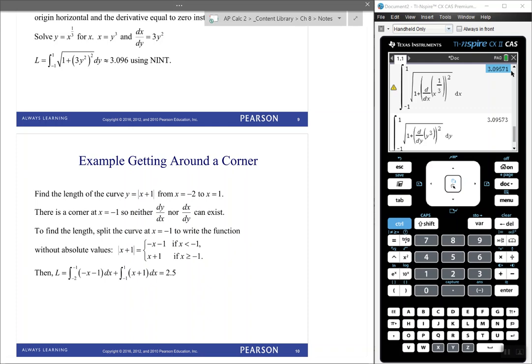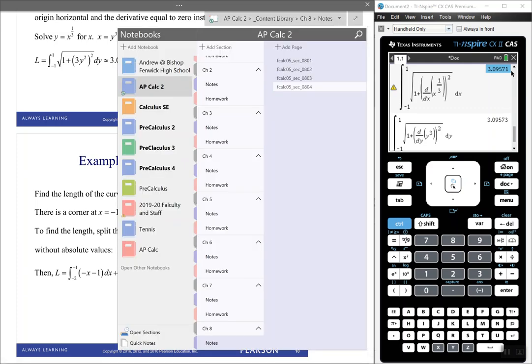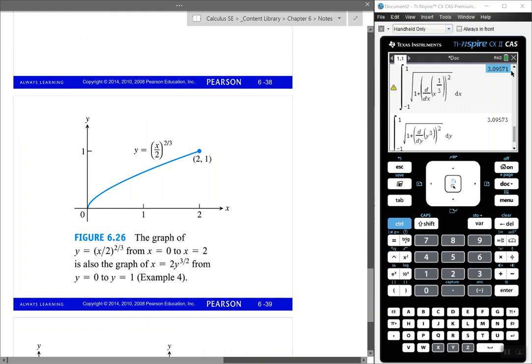So if you want to pause, take a look at that there. I'm not going to go through that example. So back to the notes that we were looking at.